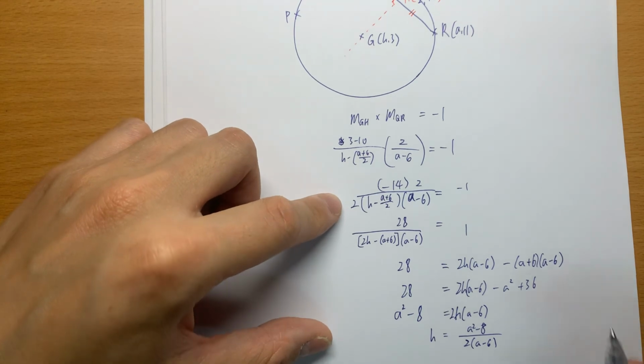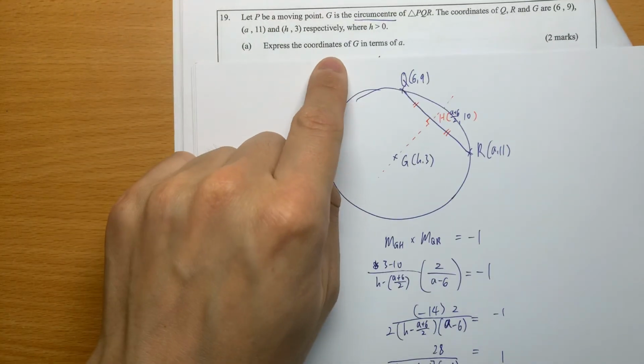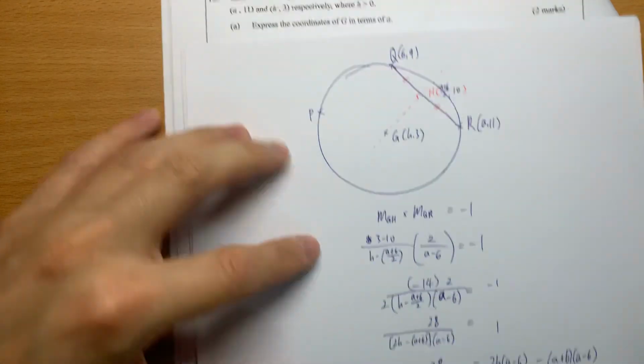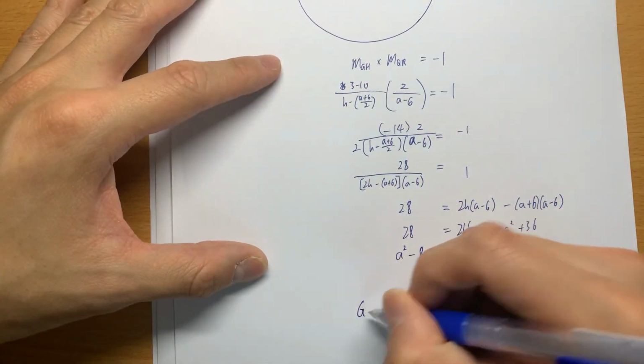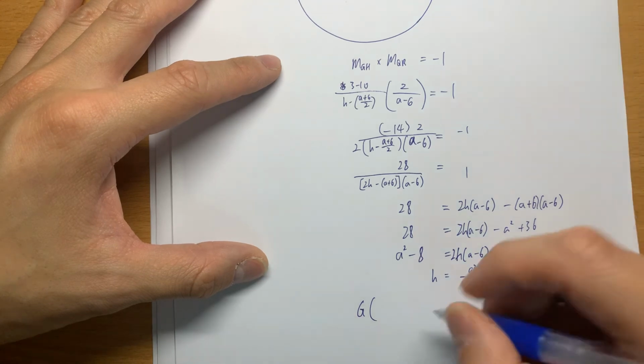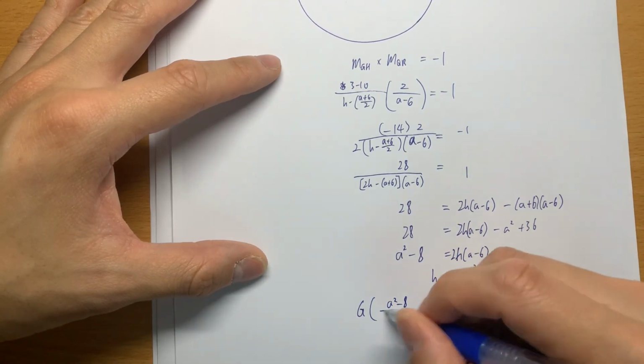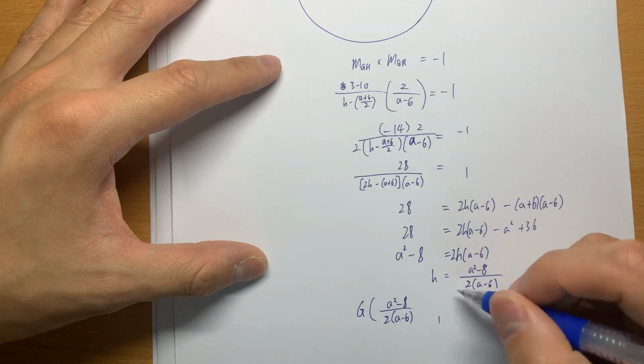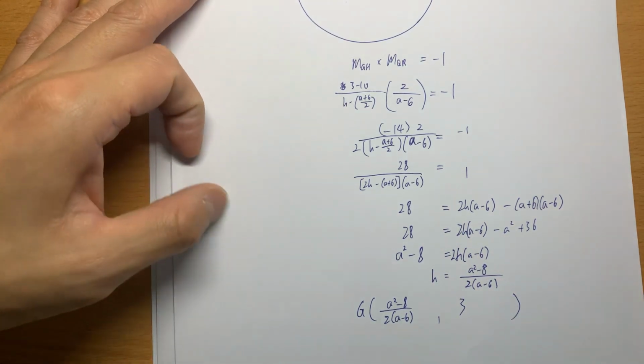So after that, don't forget that our answer is required to express the coordinate of G in terms of A. So just H is not enough. You have to write down G. It is (A squared minus 8) over (2A minus 6), and then the Y coordinate is 3. So that's how you finish part A.